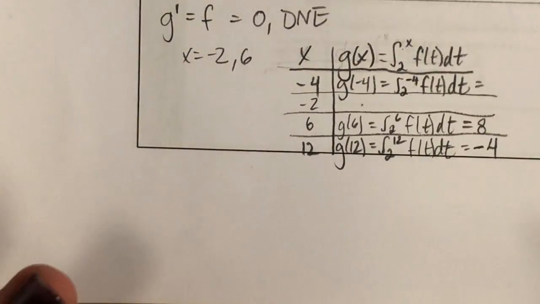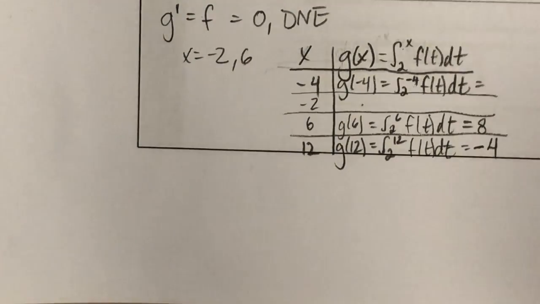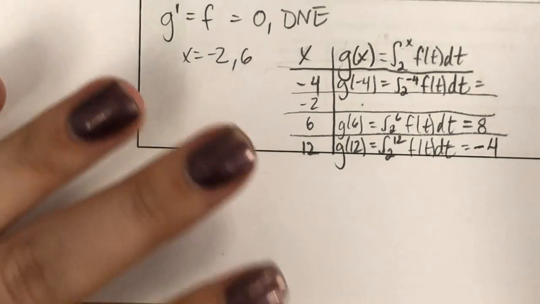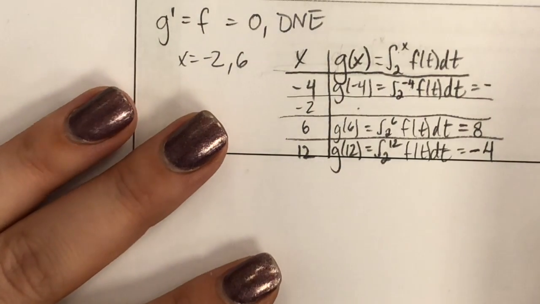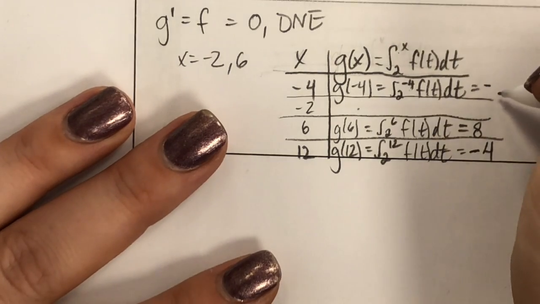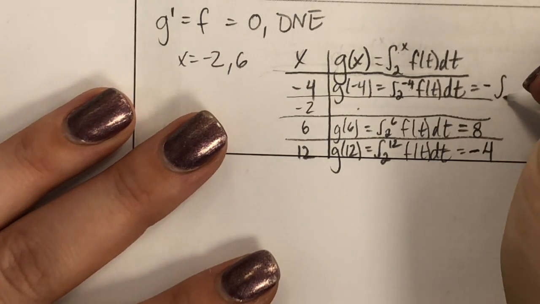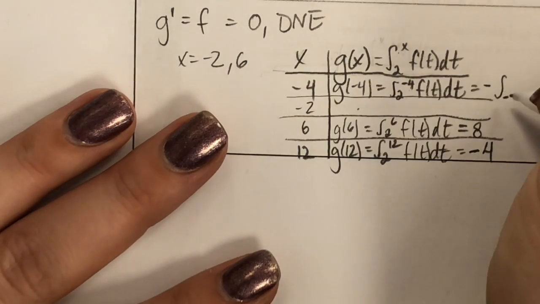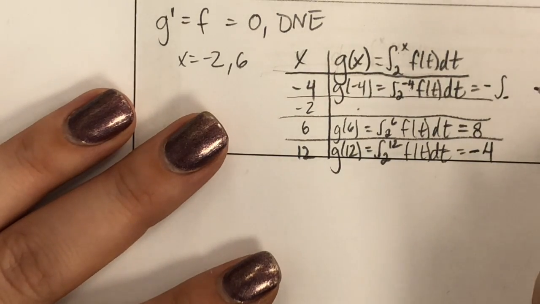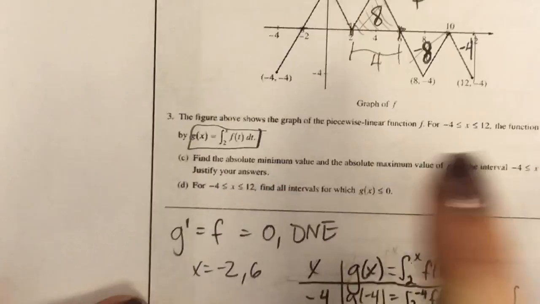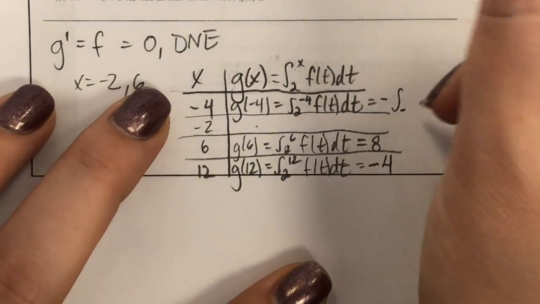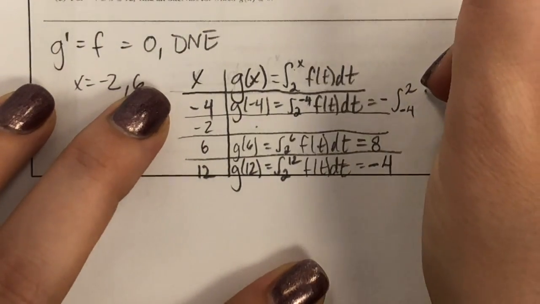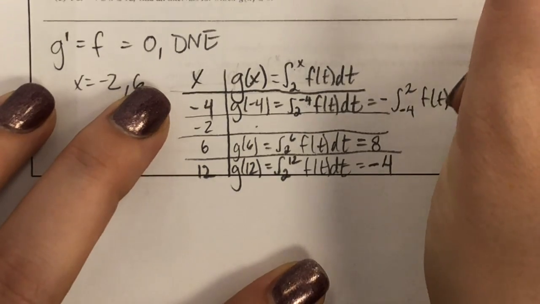You're reading backwards. However, when we read backwards, it is best to switch it to be negative. So when you switch the limits of integration, you make it the opposite sign. When you read this way, from left to right, that's positive. When you read from right to left, that's negative. So I'm going to rewrite this with the lower number on the bottom and put a negative in front.